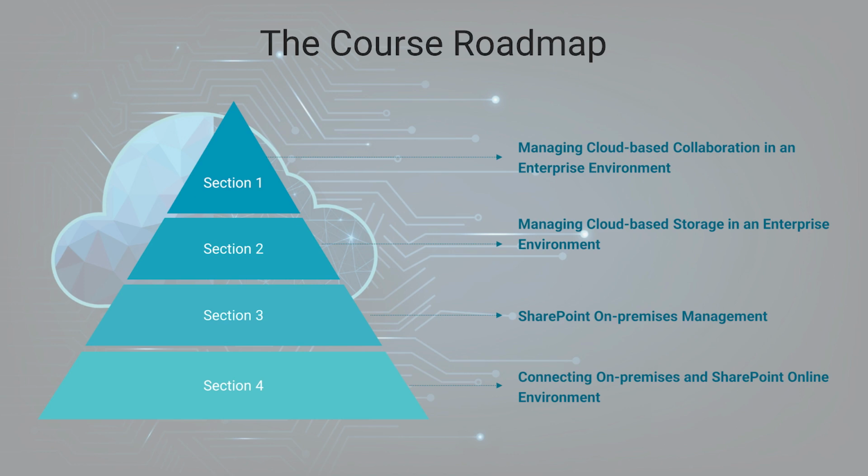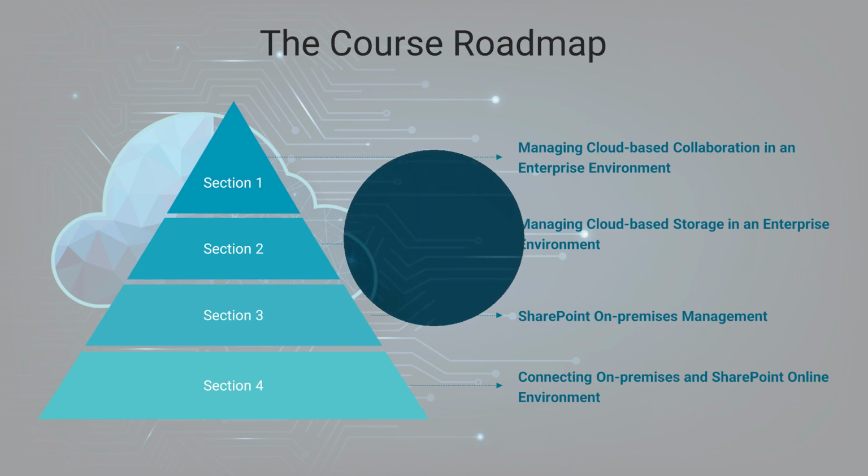After that, it is time to take a look at SharePoint on-premises management. For that purpose, we will explore how to plan and implement a SharePoint 2019 farm, alongside its authentication and business connectivity. And in the last section of this course, section 4, named Connecting On-Premises and SharePoint Online Environment, we will discuss hybrid SharePoint 2019 deployment, where we will explain the reasons and advantages of linking SharePoint on-premises with SharePoint Online.